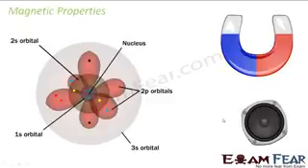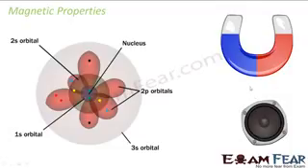Let's understand magnetic properties. Have you ever wondered why some substances behave like a magnet? They attract, and they are used in speakers mostly. If you look at any speaker, you'll see the black-colored magnet there. Why does a magnet attract only iron, not plastic?